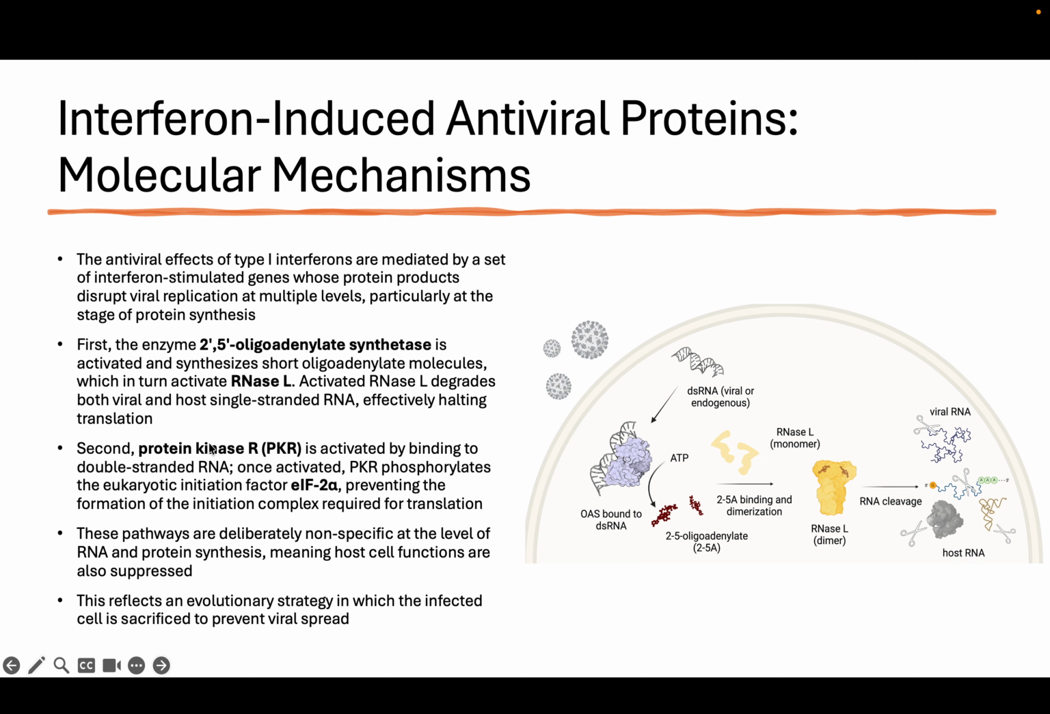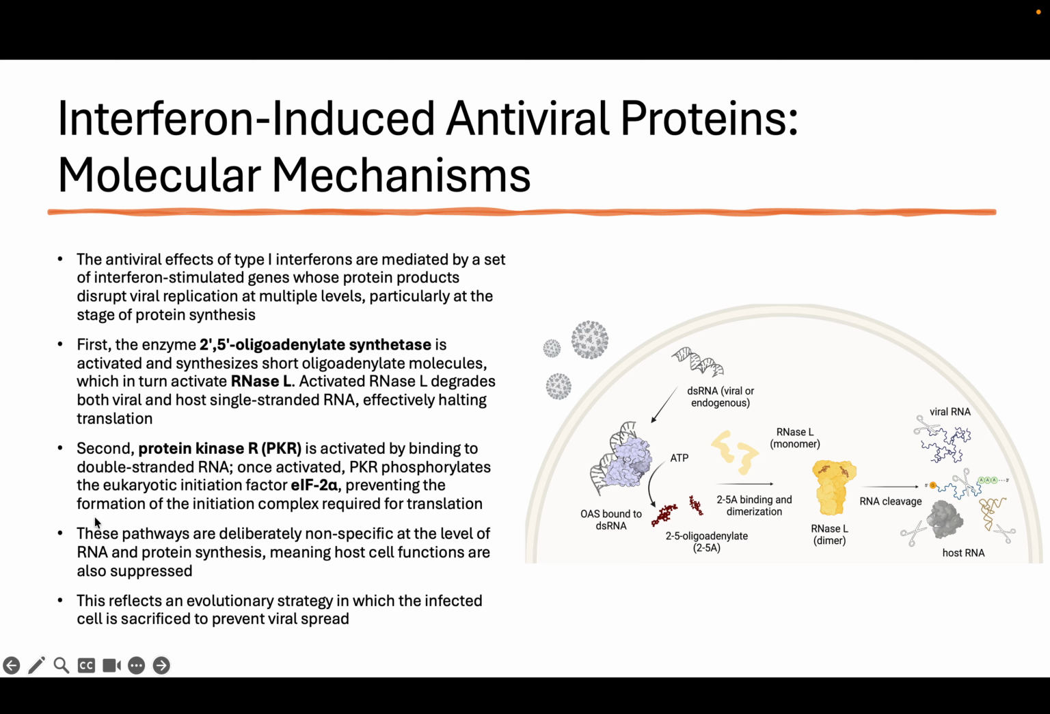Protein kinase R will bind to double-stranded RNA. We know that double-stranded RNA is extremely common in viral infections. Once it binds, PKR is activated, meaning it's now ready to start attacking. Once activated, PKR starts to phosphorylate initiation factors, specifically initiation factor 2 alpha, which is really needed for translation.